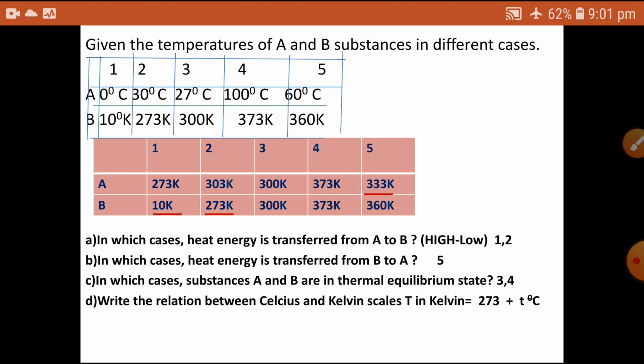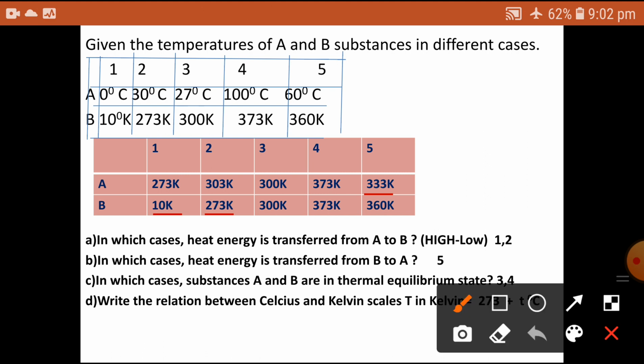Okay, see the second table. I converted all the readings. Now we shall start to write the answers for the questions they had given. In which cases is heat energy transferred from A to B? Here we have to see A to B. The heat has to transfer from A to B. Then we have to see whether A must be at the higher temperature and B must be at the lower temperature. In which cases A is at higher temperature and B is at lower temperature, we have to see.